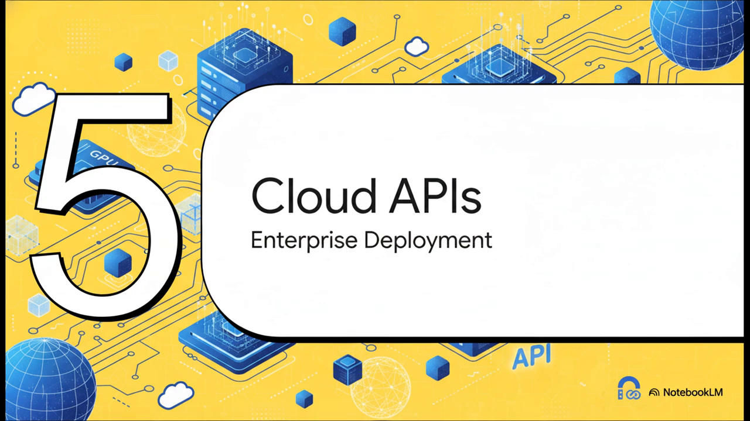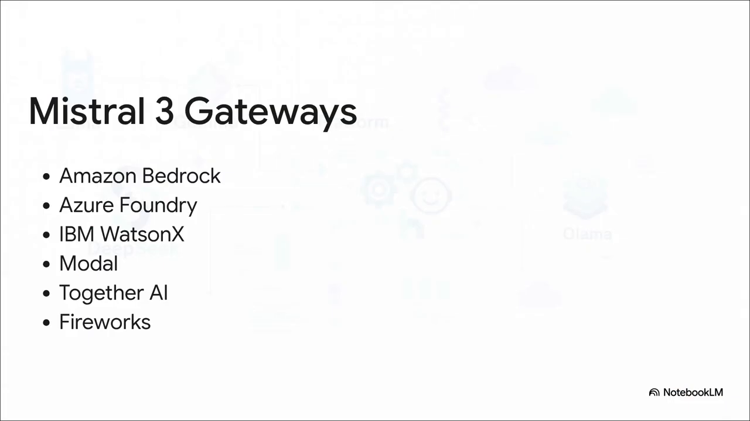Which brings us to Section 5, Cloud Access and API Gateways, focusing on enterprise-scale deployment. Now look, if you don't actually need a strict air-gapped environment and you really don't want the headache of managing massive GPU clusters yourself, cloud APIs are the way to go, and this really shows how deeply integrated open-weight models have become in the enterprise world. Just check out the cloud footprint for Mistral 3. It's practically everywhere. You've got Amazon Bedrock, Azure Foundry, IBM watsonx, plus all the specialized serverless providers like Modal, Together AI, and Fireworks. Mistral has worked super closely with NVIDIA and vLLM to optimize these models for scale, so you're getting incredibly high throughput and low latency deployments across the board.